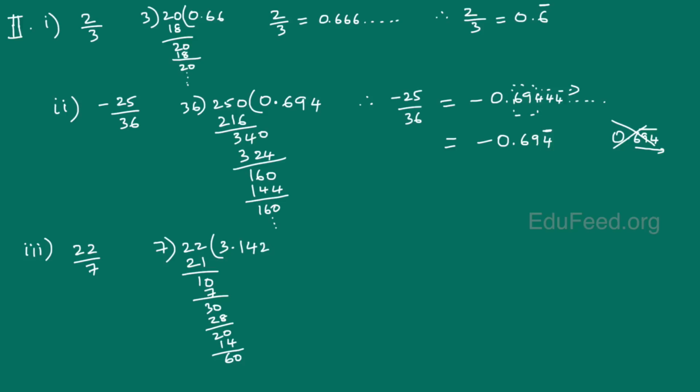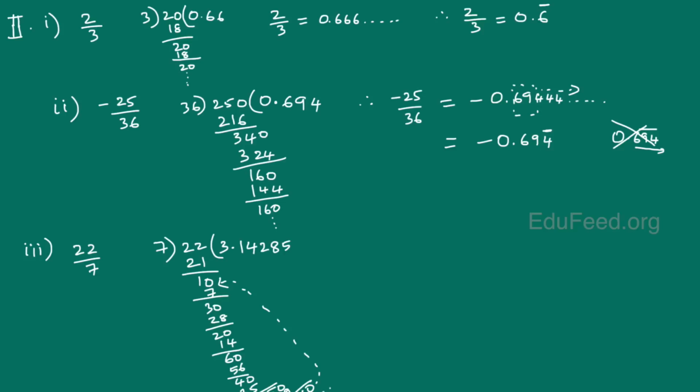7 8 times is 56. Then we have a 40. 7 5 times is 35. Then we have a 50. And 7 7 times is 49. Then we have a 10, which keeps on going. If you observe, we got 10 over here.